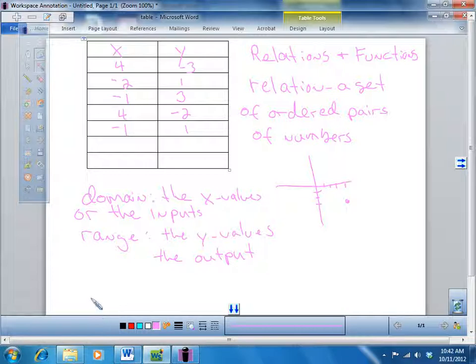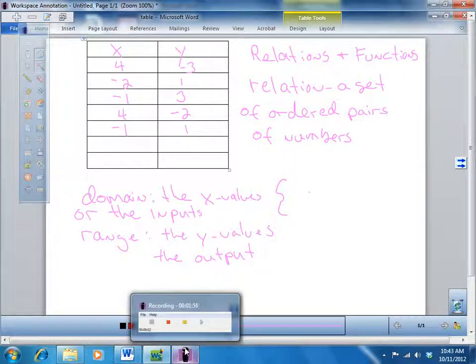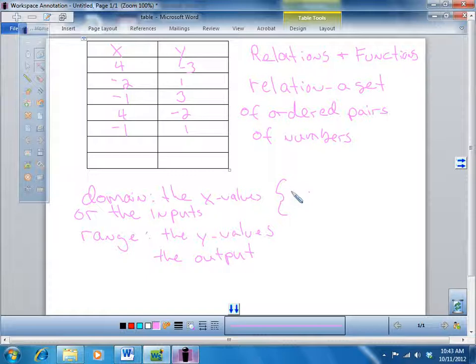So in this case, the domain of this set of numbers, I'm going to erase this over here because it's in the way. The domain in this set of numbers would be all the x values, and usually you write it like this. So the domain would be, you use these little curvy brackets, 4, negative 2, negative 1, 4, and negative 1. And that's the domain.